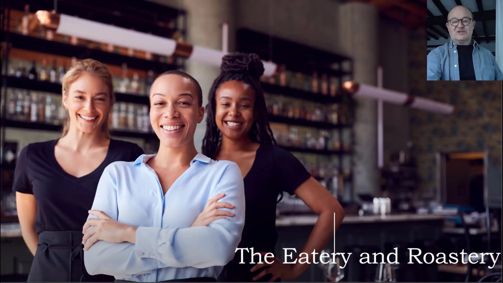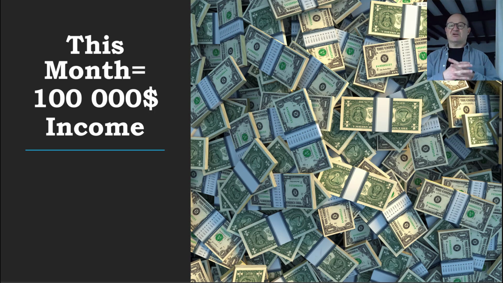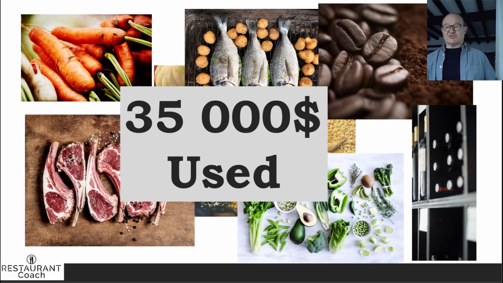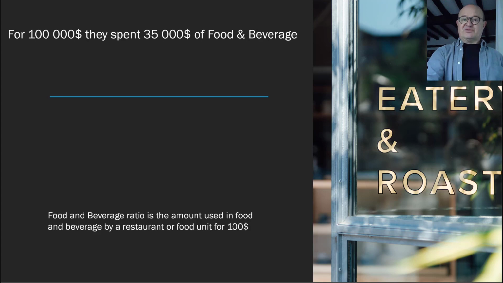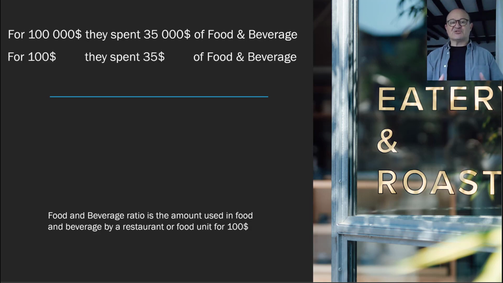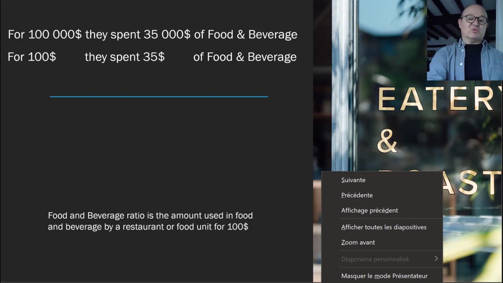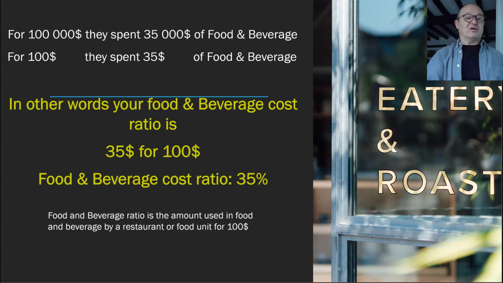So let's take another example with a larger scale. We have 3 ladies that own a restaurant, and during 1 month they make $100,000 of income. To serve these people, they have used $35,000 of food and beverage. So for $100,000 they spend $35,000 of food and beverage. Then for $100 they spend $35 of food and beverage. This is a ratio, a report between 100,000, which you make $100, and the 35,000, which becomes $35. So in this case, of course, we are talking about a food cost of 35%. Okay, because it is $35 each time a client pays $100.